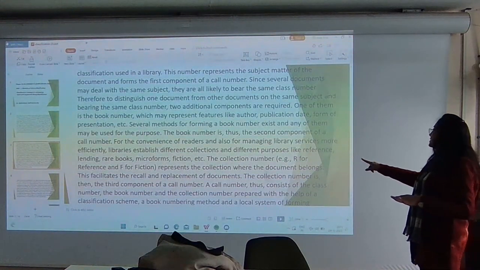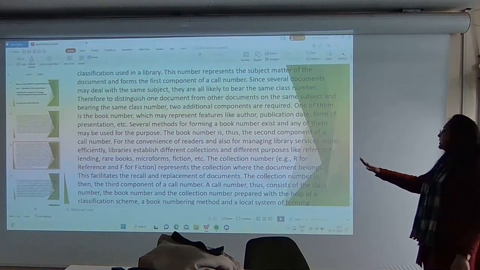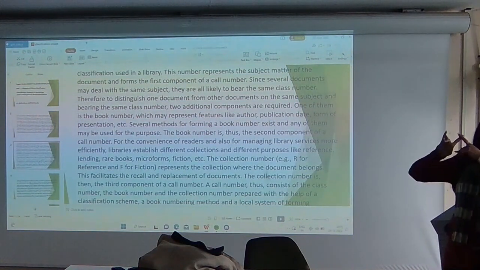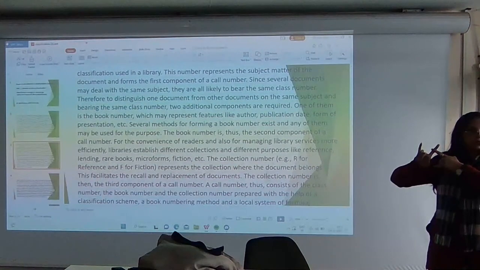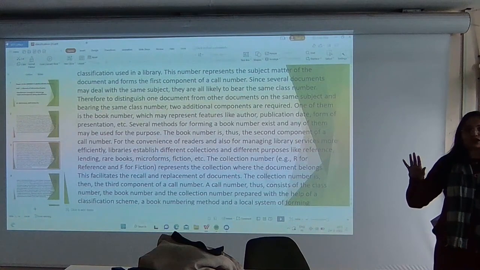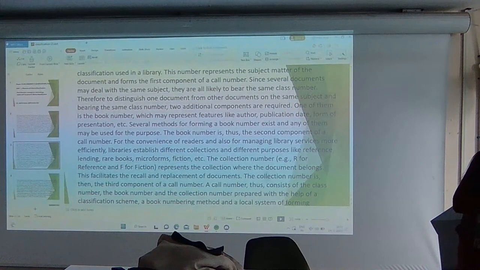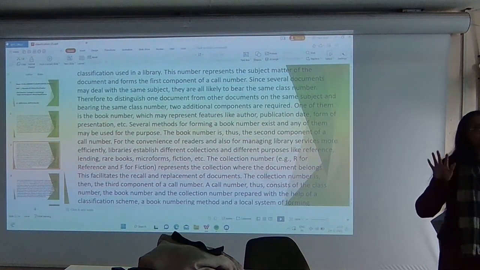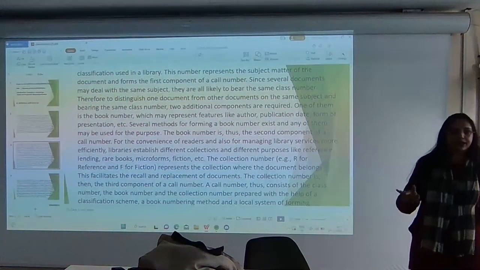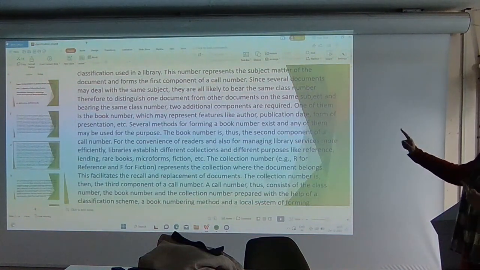For the convenience of readers and also for managing library services more efficiently, libraries establish different collections for different purposes. Like R is for reference, F for fiction. Right? A few books we keep in the reference section. You know what is the reference section of the library? Reference section is where you can just refer to the book. You cannot take it home, but you can study over there in the library. Okay, you can sit there and read those books. You cannot issue them and take them away. So you can refer to those books. So that is the reference section.